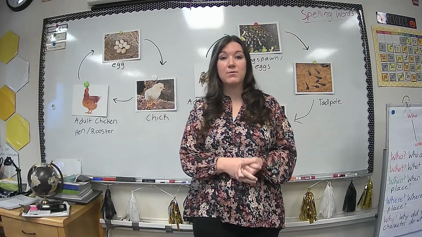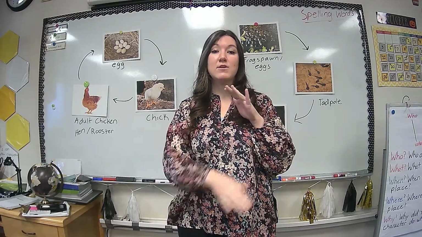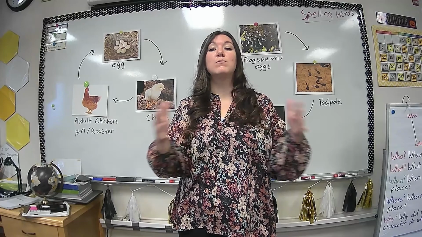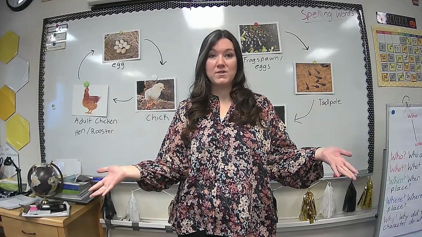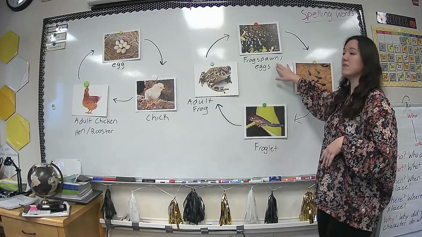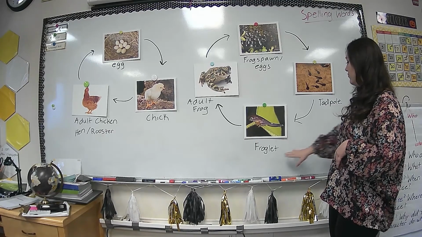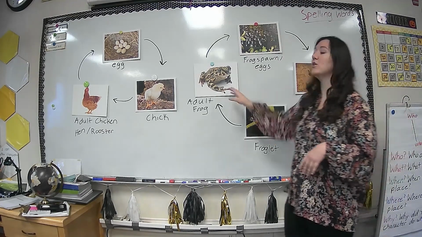So trees and flowering plants start with seeds, and then as they grow, the adult plants reproduce and release more seeds. Frogs are the same way. We start with frog spawn, or eggs. We move to tadpole, to froglet, and then to an adult frog.